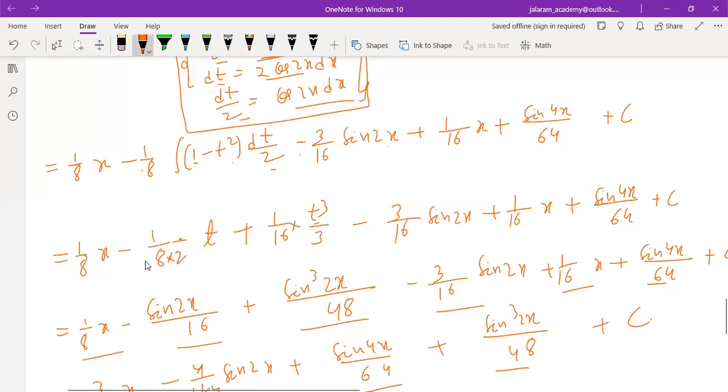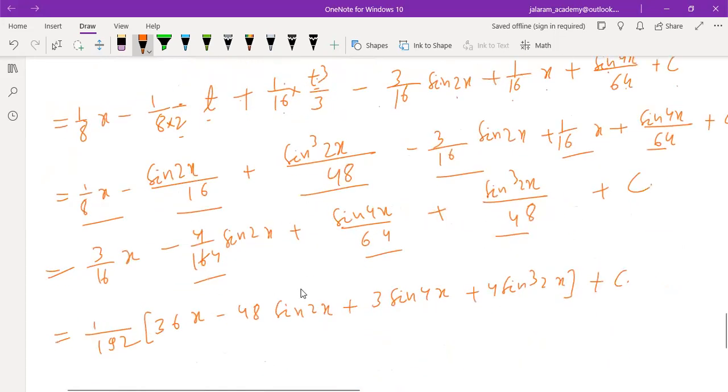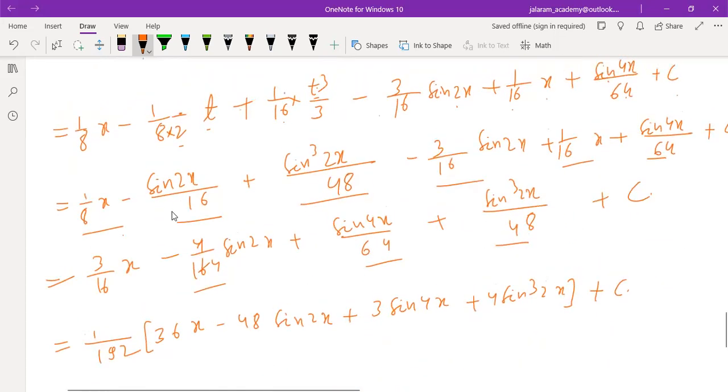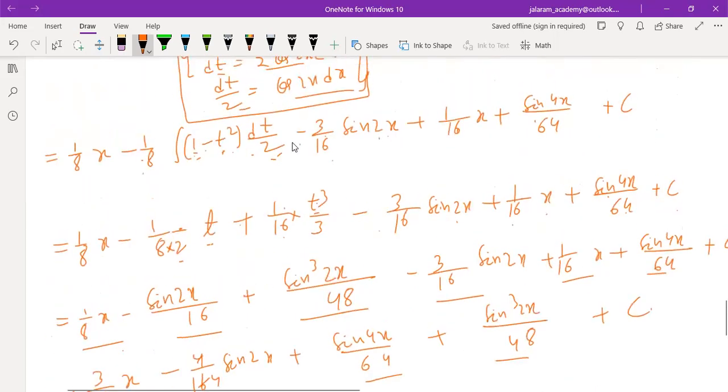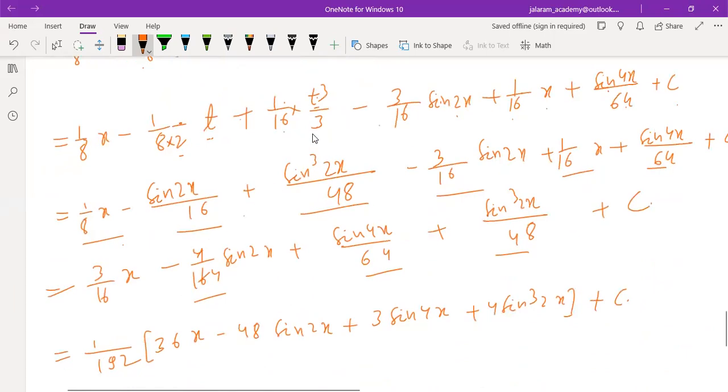Finally, 1 by 8x minus 1 by 8 into this 1 by 2 into integration of 1 is t minus, minus plus 1 by 16 integration of t square is t cube by 3, minus 3 by 16 sin 2x plus 1 by 16x plus sin 4x by 64 plus c. All others are written as they are. 1 by 8x minus this t is equal to, we have assumed, sin 2x. So sin 2x upon 16 plus sin cube 2x upon 48 minus 3 by 16 sin 2x plus 1 by 16x plus sin 4x by 64 plus c.